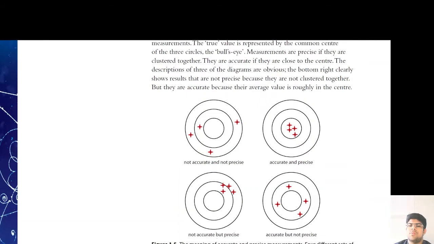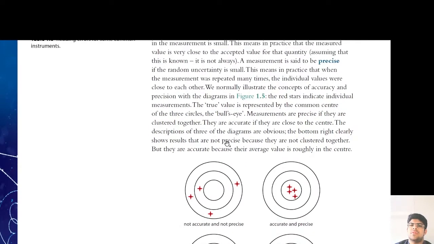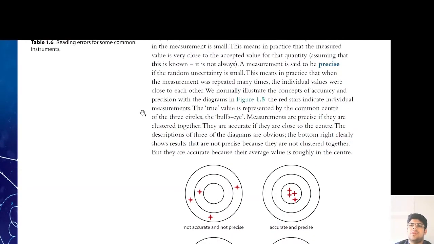So the meaning of accurate and precise measurement: four different sets of measurements. These are the measurements taken. The red stars indicate individual measurements. The true value is represented by the common center of the three circles, the bullseye. The measurements are precise if they are clustered together.